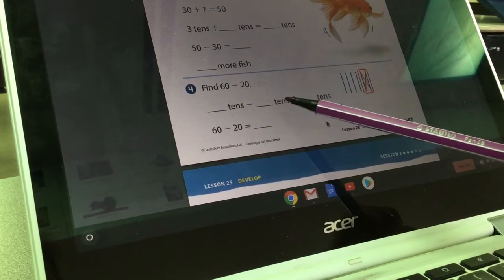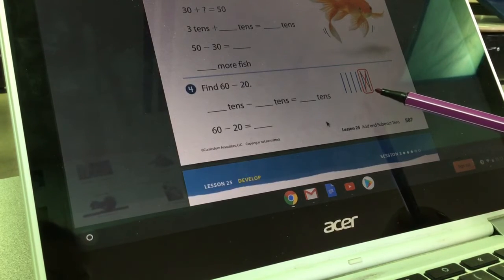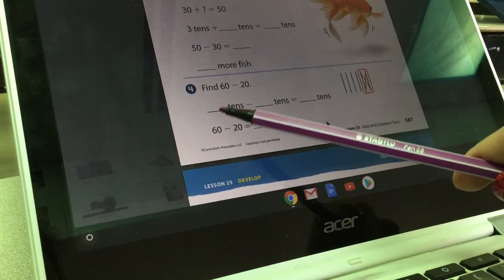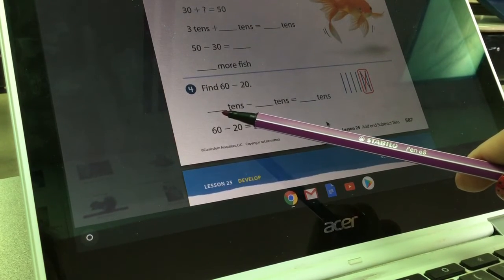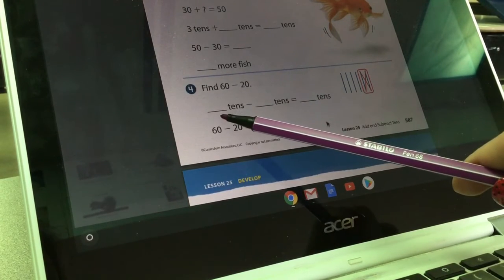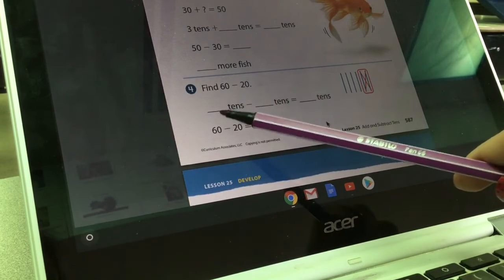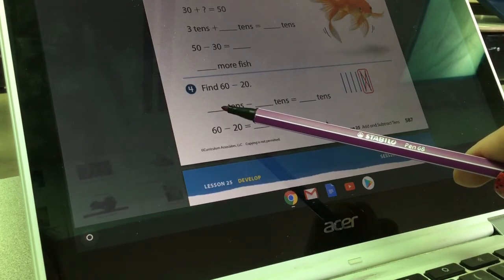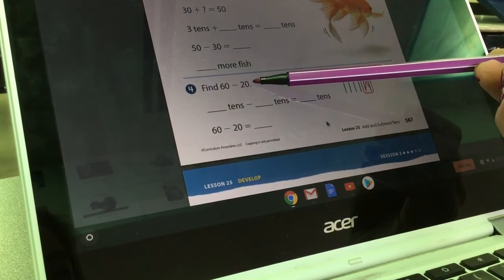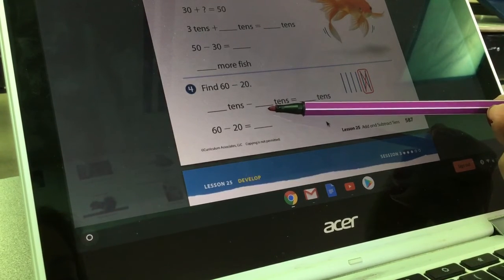Tens minus tens equals tens. We also have a picture to help us this time. What is the same as 60? 60 is the same as blank tens. 6 tens. Please put a 6 on the line. 60 is the same as 6 tens. So we're taking our numbers from the problem and putting them down here to simplify it a little bit. 20. What's the same as 20? 20 is the same as blank tens. 2 tens. Put a 2 on this line.